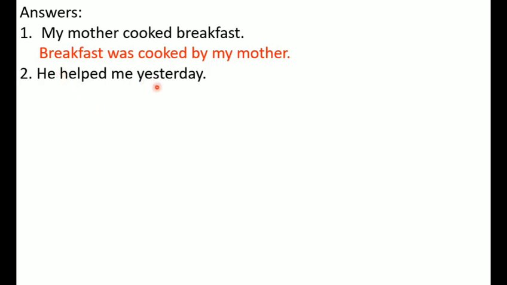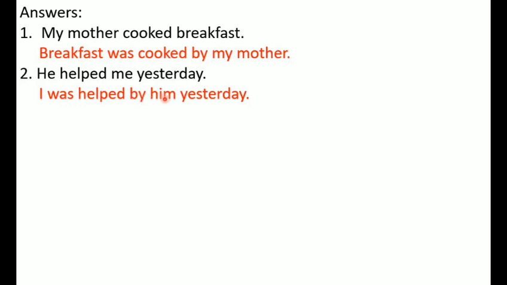Okay. Number 2, he helped me yesterday. So here, he helped who? The answer is me. But we cannot use me as a subject. Instead, gagawin natin itong I. So, I. And then, help is past tense. So, we're going to use was kasi nasa past tense siya. At the subject here is singular. So, was ang gagamitin. I was helped, followed with preposition by, and followed with the doer of the action.